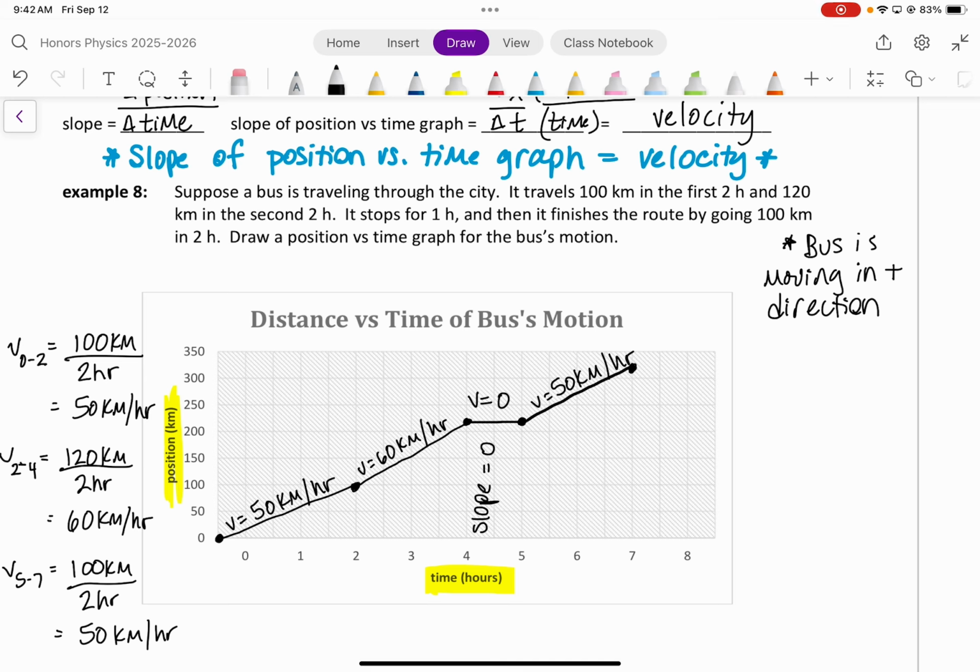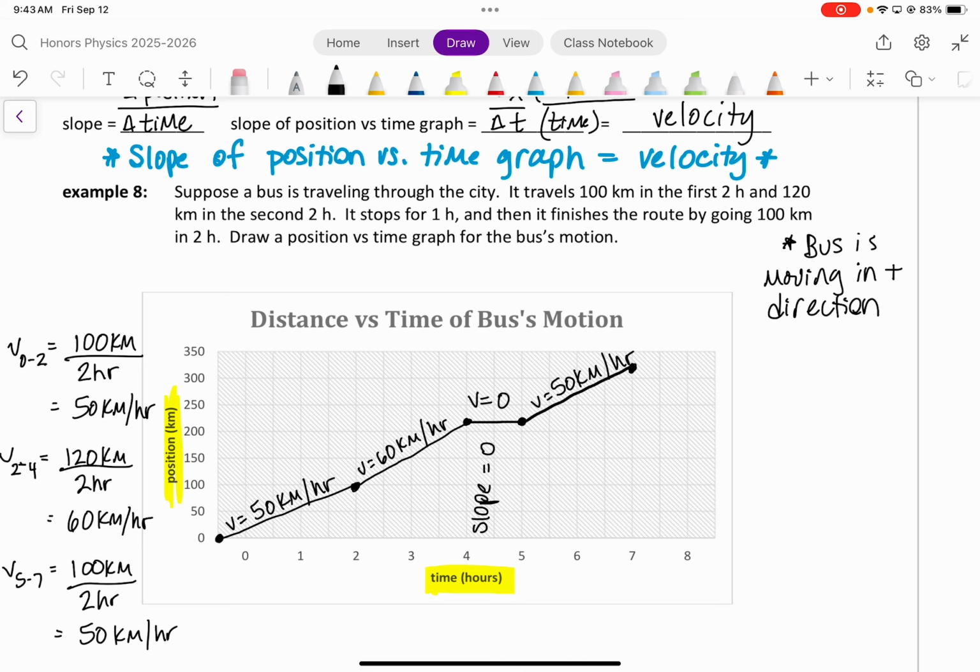Now, if I just look at this graph, first thing I want to look at is, what kind of graph am I looking at? Well, I am looking at a position versus time graph. So this is telling me where the bus is located at a particular point in time. I could ask you, how far had the bus traveled after 3 hours? And you would go up to this line and say, oh, well, after 3 hours, it had traveled 150 kilometers, right?